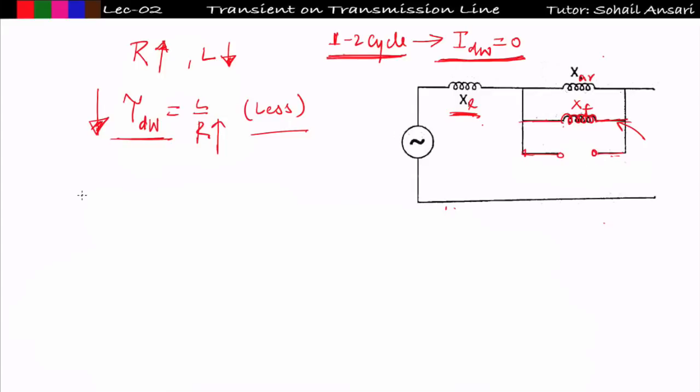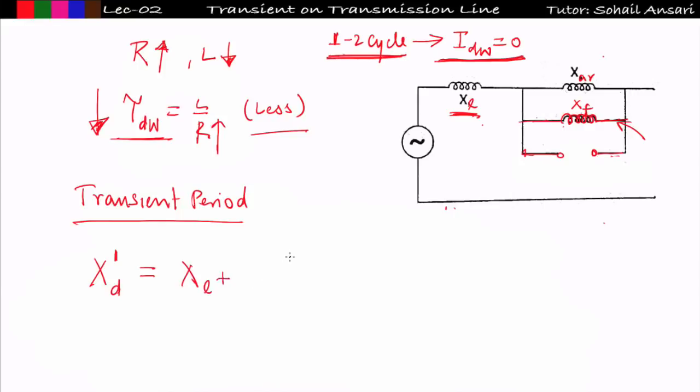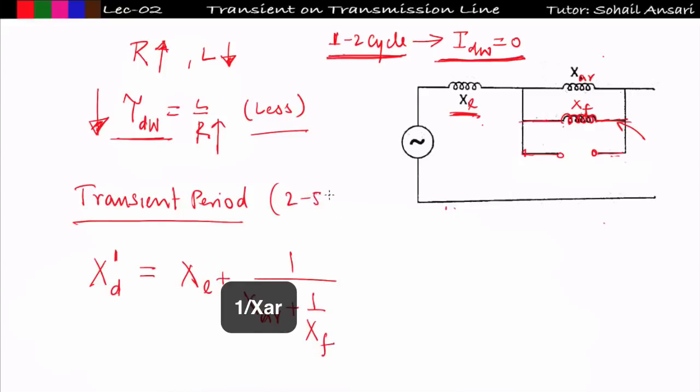Okay, so after 2 cycles I get the transient period, and in the transient period we will not get the damper winding reactance. So the overall reactance of the machine, denoted as Xd dash, can be written as XL plus 1 upon XAR plus 1 upon XF. Okay, and this transient period will continue till 2 to 5 cycles. After 5 cycles, what will happen? Just try to understand.